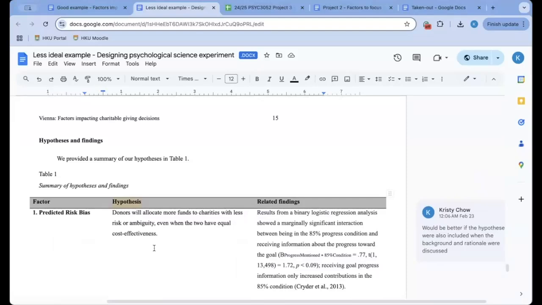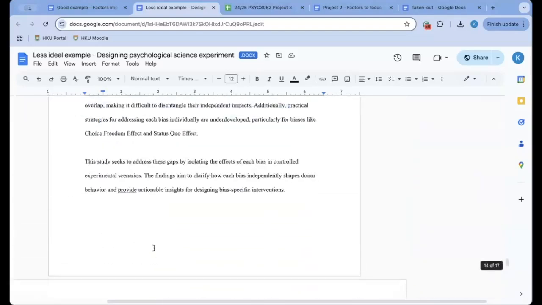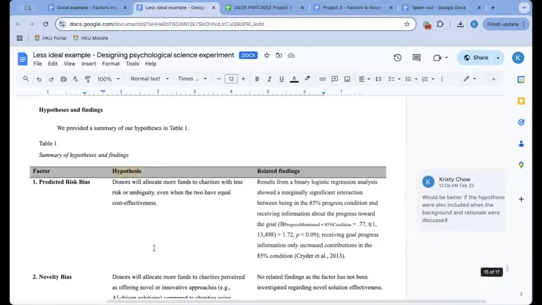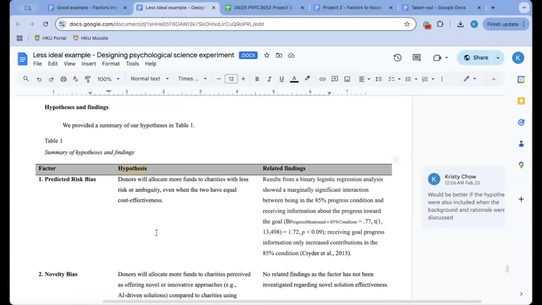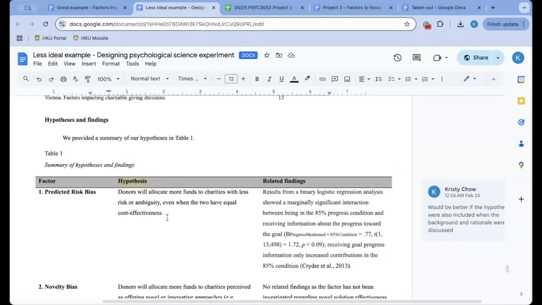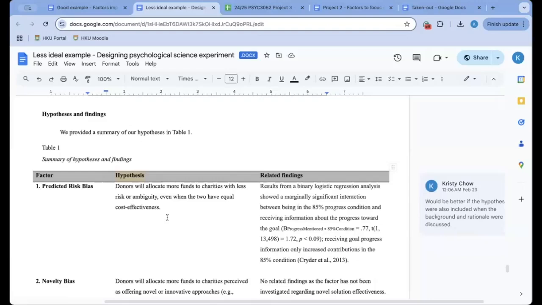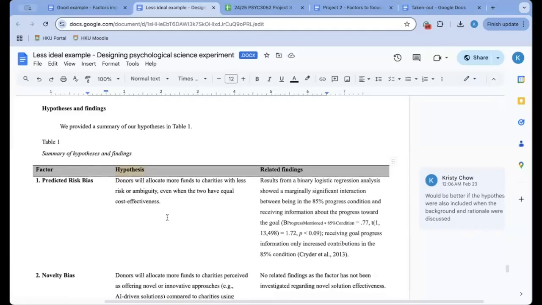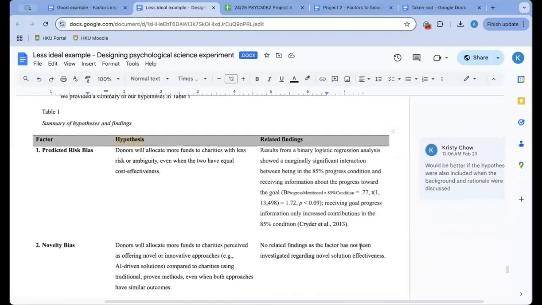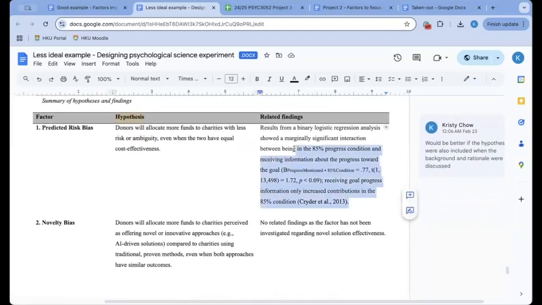For the readers, they will only know what the hypotheses are when they reach this table, which is quite surprising considering they didn't actually cover what the hypotheses are early on. I would suggest you put the hypothesis in the introduction right after you indicate the implications of looking at the factor. What they did well is that they included the related findings, the related statistics, and the relevance direction.